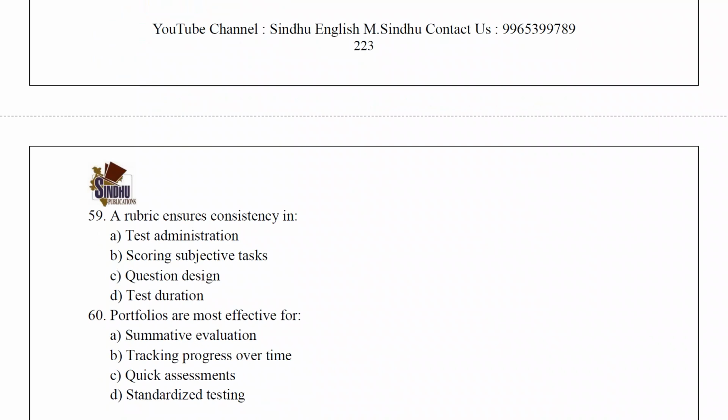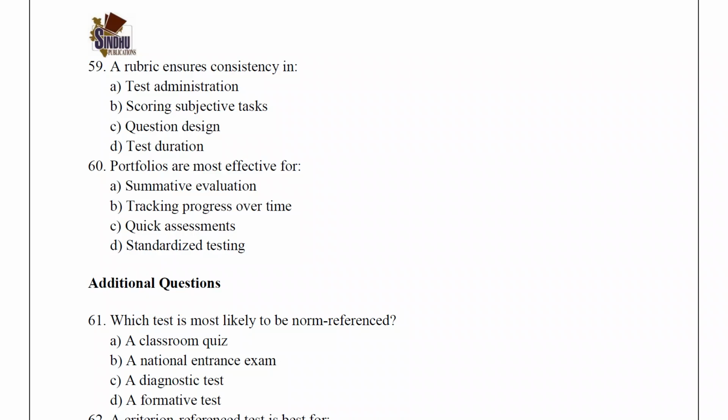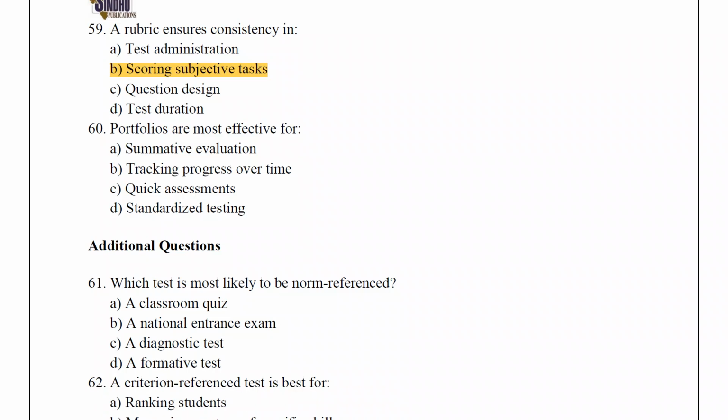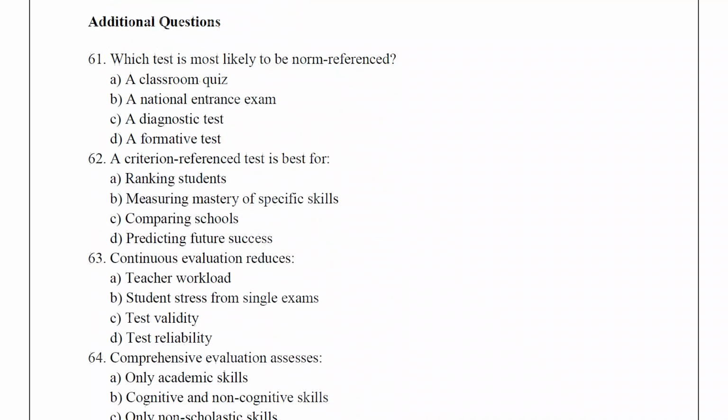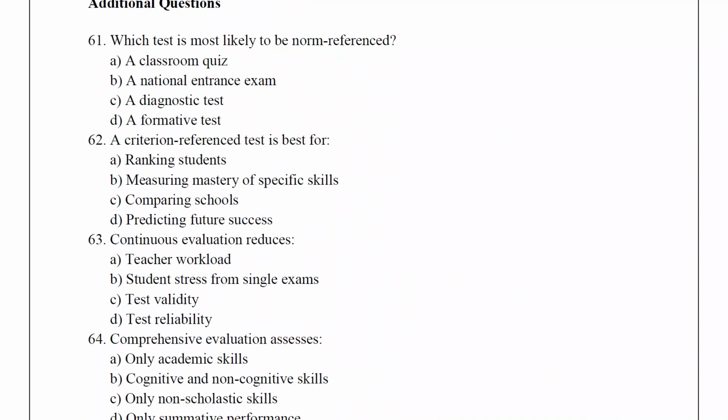A rubric ensures consistency in scoring the subjective task. Portfolios are most effective for tracking progress over time. Additional questions. Which test is most likely to be norm referenced? A national entrance exam.